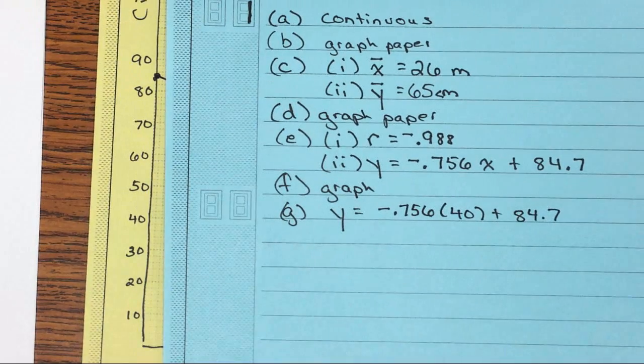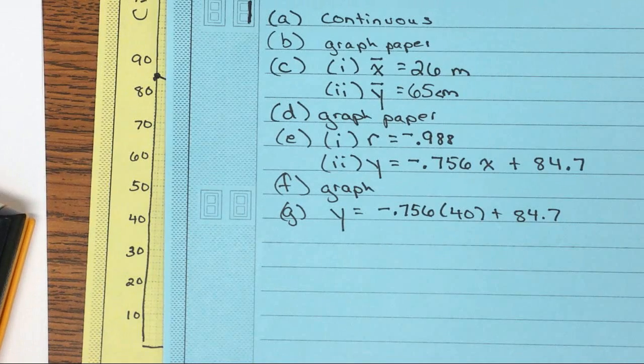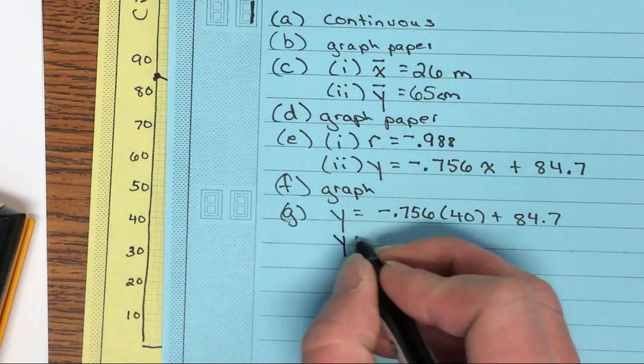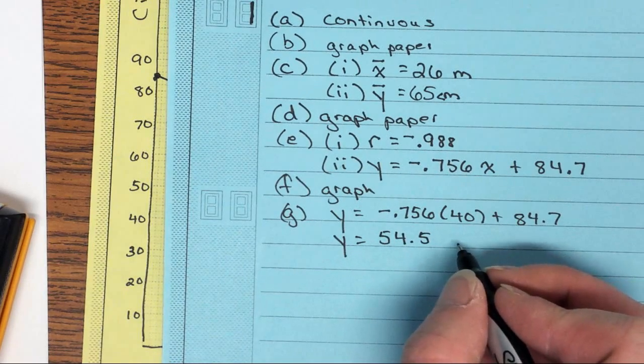There's my method point. On a paper 2, you're collecting as many points as you can get. This is the one you definitely want to show your work on. And then we do whatever to get that in the calculator. Negative 0.756 times 40 plus 84.7. That's 54.46. So that would be 54.5 centimeters.